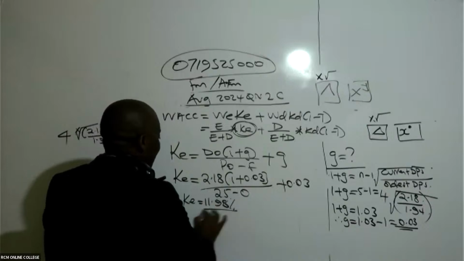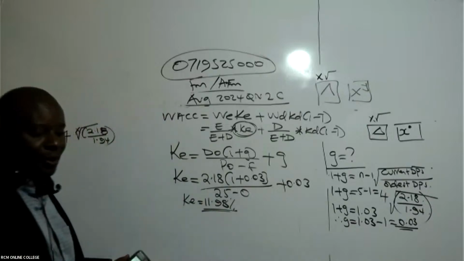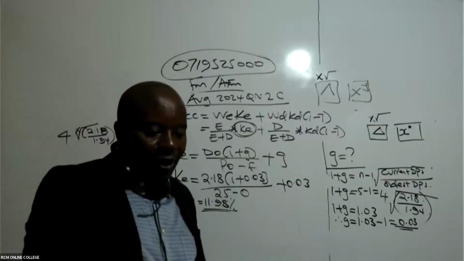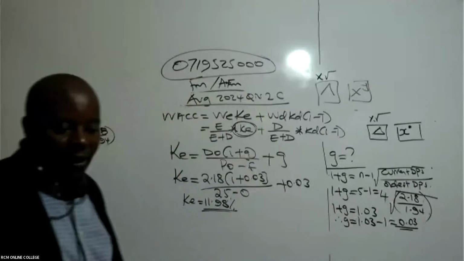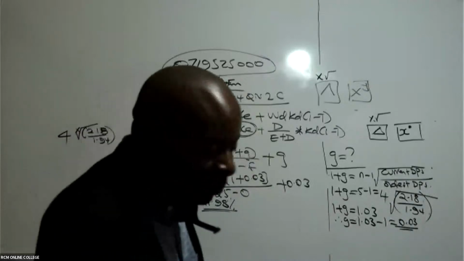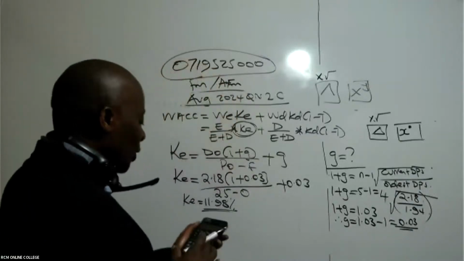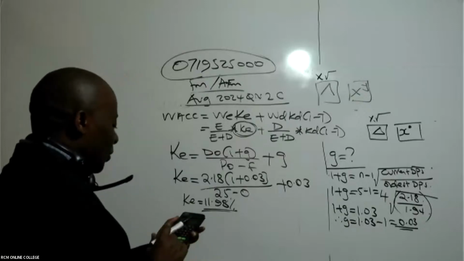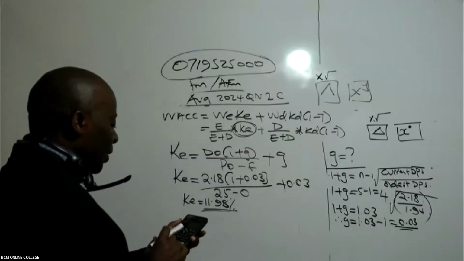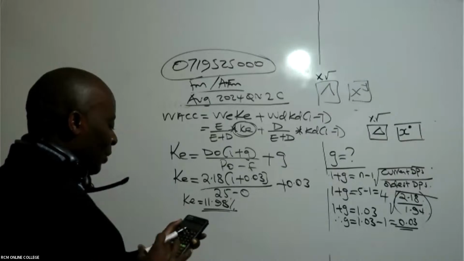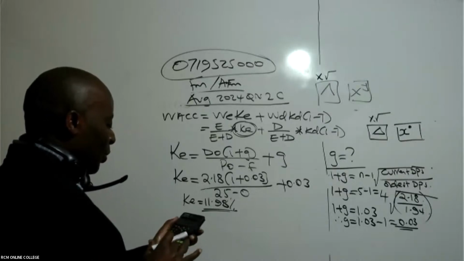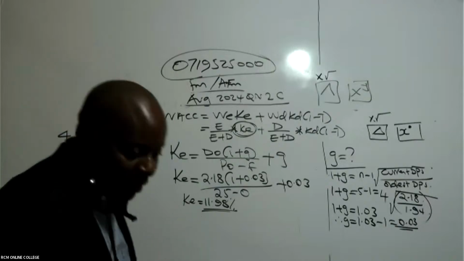Is there somebody who is able to get this 11.98%? Angie has gotten this. So Owinda, I can most certainly guess what you did. I'm 100% sure you used this normal square, 2.18 divided by 1.94, those equals. Yeah, I can see.